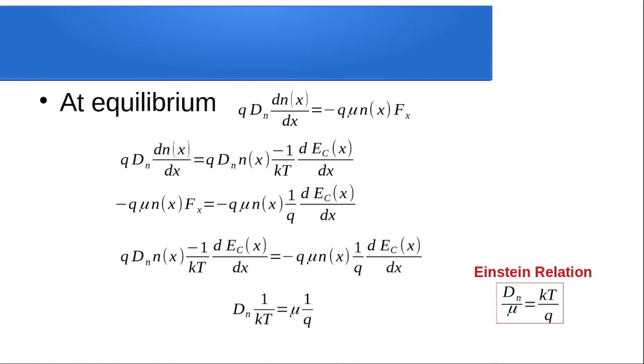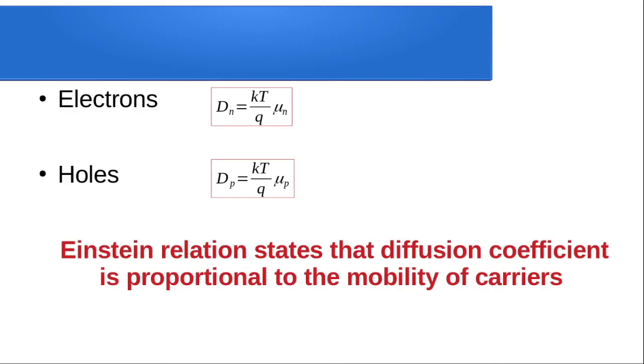Dn, which is the diffusion coefficient, divided by mu n, which is the mobility of the electron, is equal to kT by q. As I had said earlier, we are finding the relation in terms of the electrons, and it can be mapped for holes too. So for electrons, the diffusion coefficient Dn is equal to kT by q times mu n, the mobility of electrons. In case of holes, Dp, the diffusion coefficient of holes, is equal to kT by q times mu p, which is the mobility of holes.